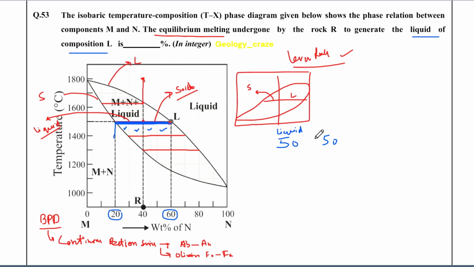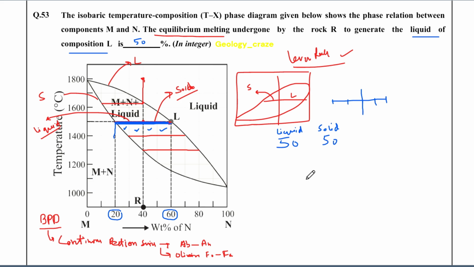Okay. This is solid. How will we read? This is the line dividing, and here we are getting two parts, and this side also we are getting two parts. So both sides are 50-50. In our question they are asking about liquid, so our liquid is 50. If we are talking about solid, solid is also 50.